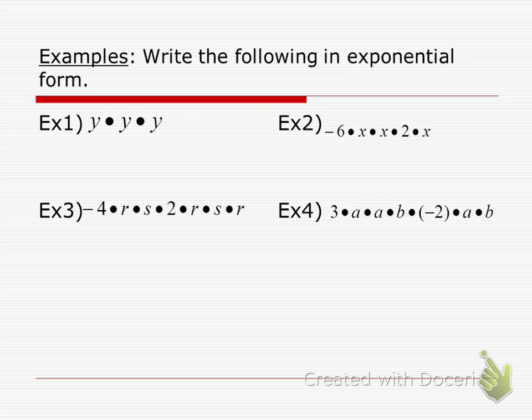All right, on these first examples, all we are doing is writing these in exponential form, meaning they'll have an exponent involved somewhere. On the first one, y times y times y. Mark one. Y cubed. If there are 3 y's multiplied together, our exponent on y is a 3. Y cubed.